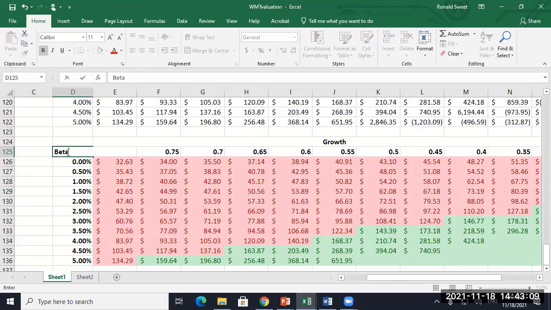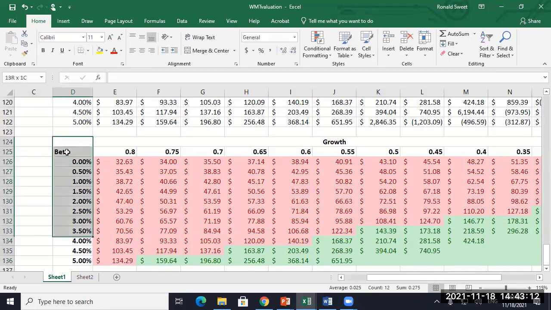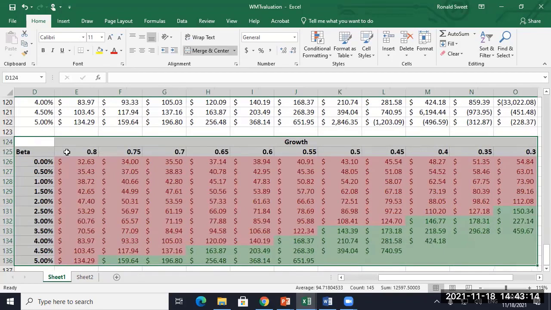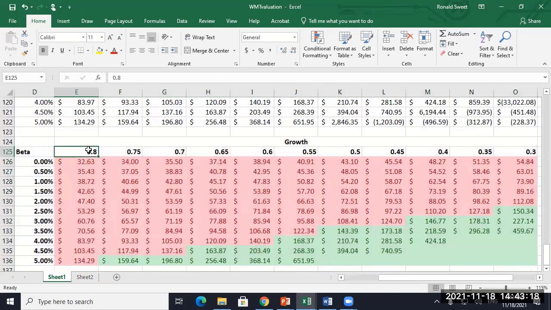But this looks good in your paper. Now the question is, what is your kind of base case? And my base case is a little bit off to the side.